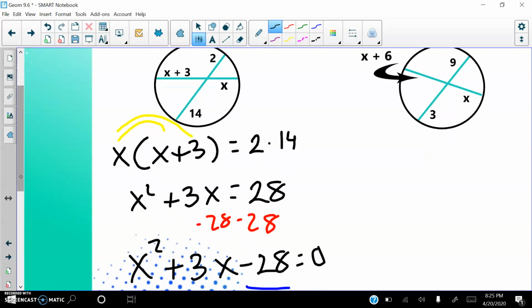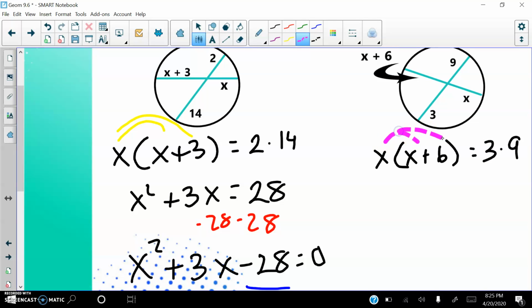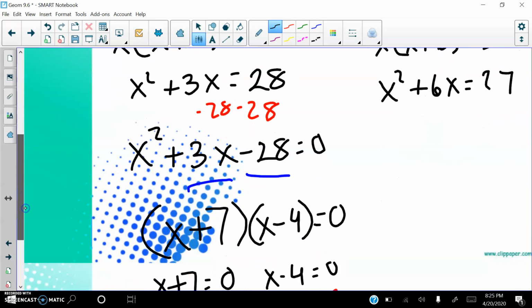If we look at number 6, I have x times x plus 6 equals 3 times 9. I have the same thing. I am going to distribute that x out. So I get x squared plus 6x equals 27. And whenever you get x squared and then a regular old x, think that you're going to factor. We're going to move the 27 over.